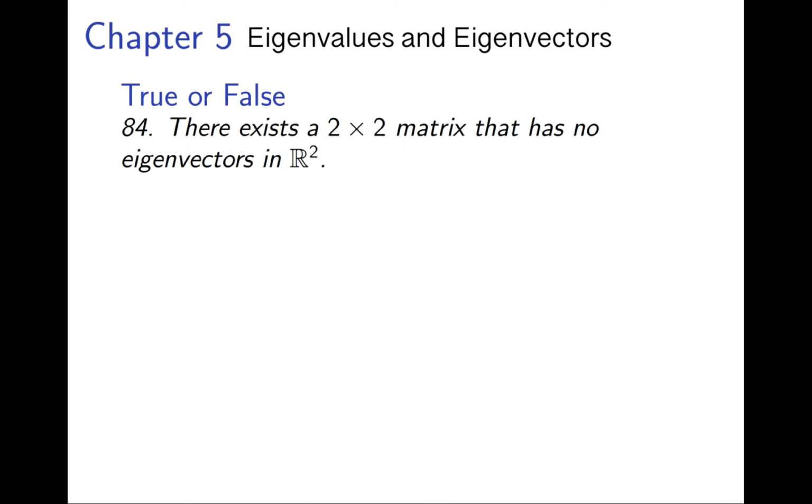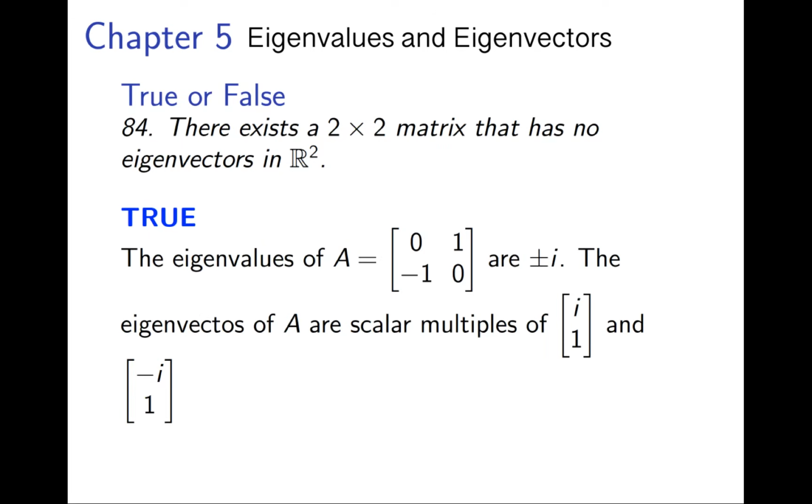Number 84. There exists a 2 by 2 matrix that has no eigenvectors in R2. And this is true. The eigenvalues of the matrix [0, -1; 1, 0] are plus or minus i, the complex number i. And their eigenvectors are scalar multiples of (i, 1) and (-i, 1). Note that I wrote eigenvectors, but I'm not changing that.